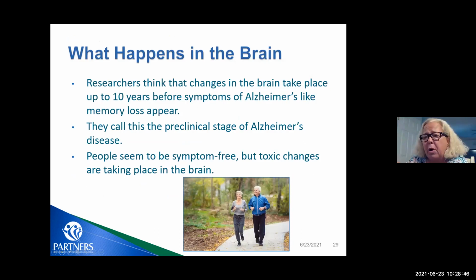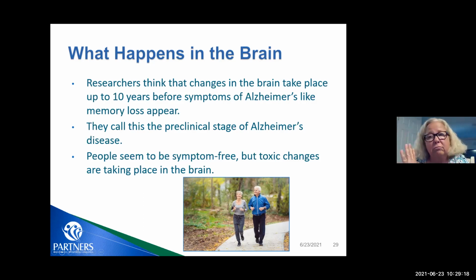What happens in the brain with Alzheimer's? There's a lot we know about what happens. Unfortunately, there's not a lot of treatments that can stop what's happening. But we've learned a lot in the last 20 years. Researchers think that changes in the brain that take place with Alzheimer's actually start up to possibly 10 years before you can actually see symptoms, like the short-term memory loss that make it obvious the person's having problems.